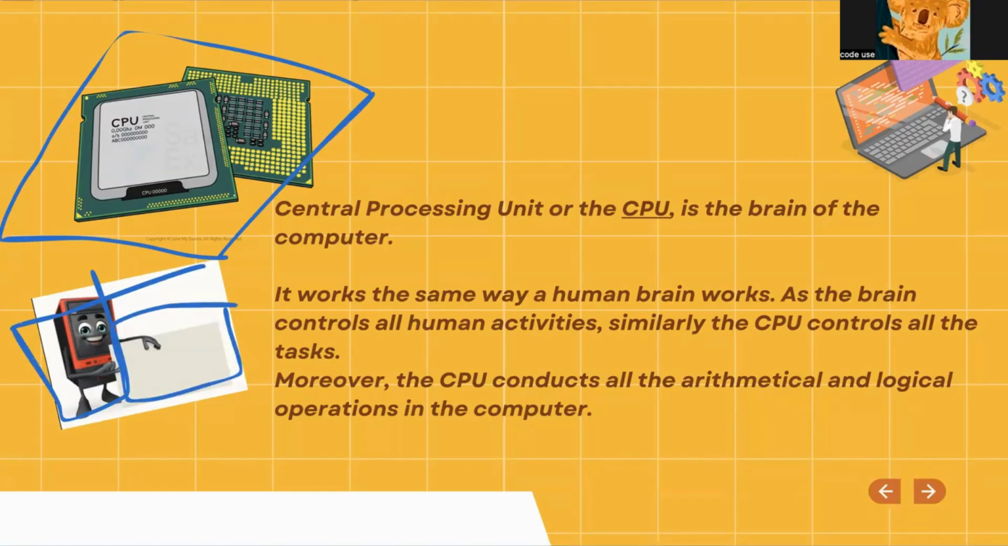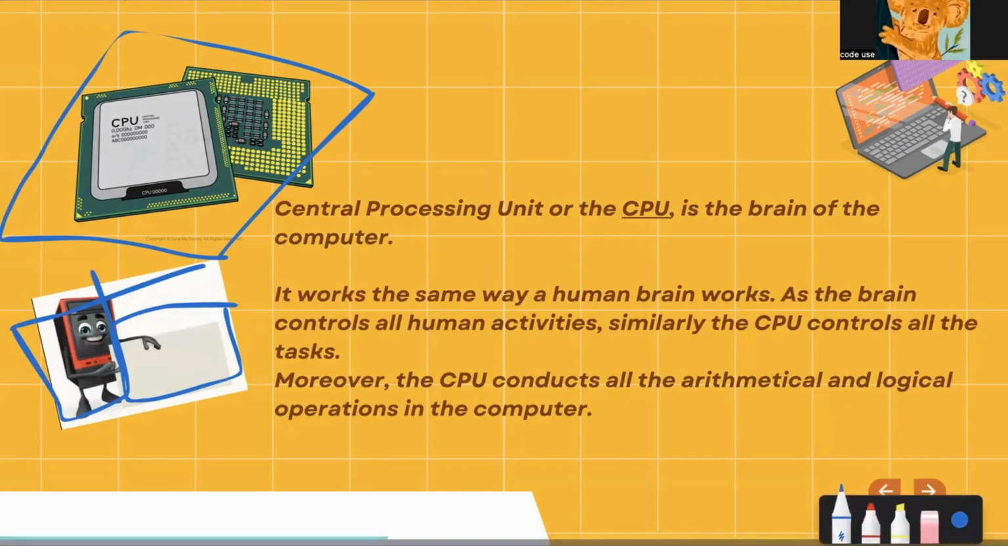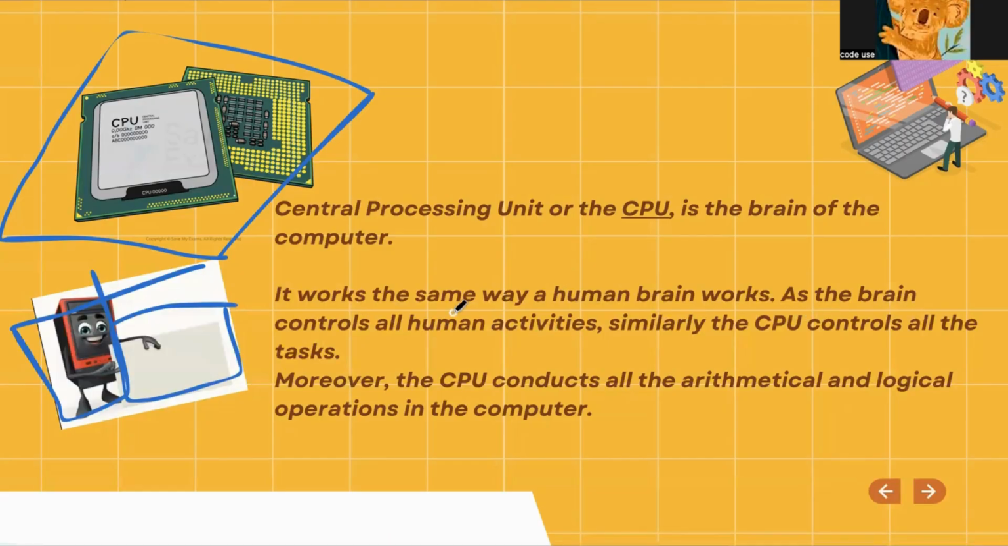Let's say if I say in the computer 2 plus 3, what happens? You will get the answer as 5. But what is happening inside the computer is the CPU is taking the instruction, our arithmetic expression, that is 2 plus 3. It is processing and giving back our output. That is why it is blank. It will sort, segregate and organize the instruction in a particular way and give back our output. It works the same way the brain works. As the brain controls all the human activities, similarly the computer controls all the tasks.